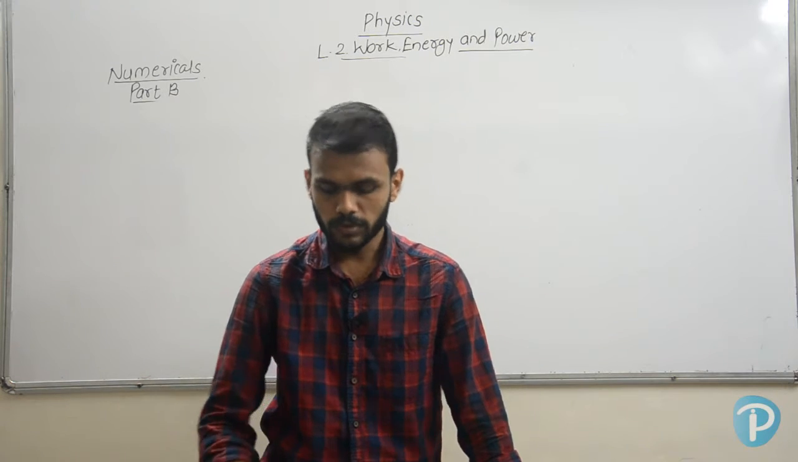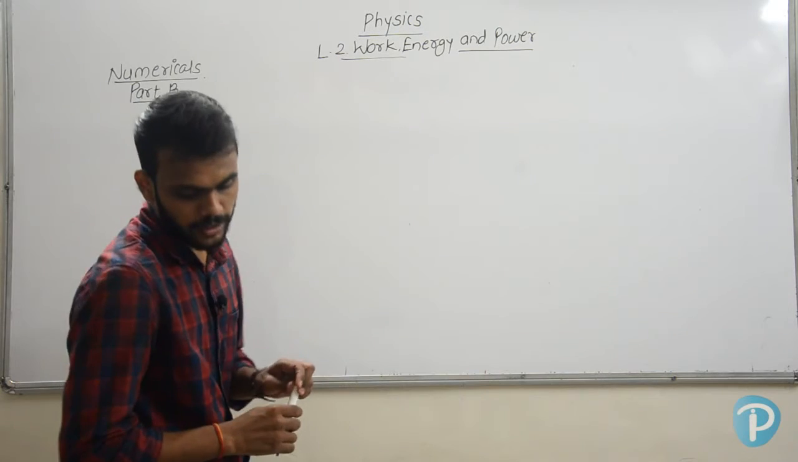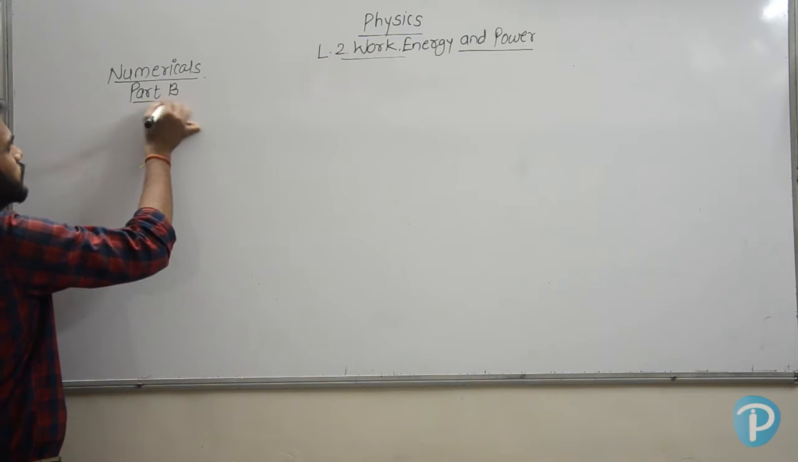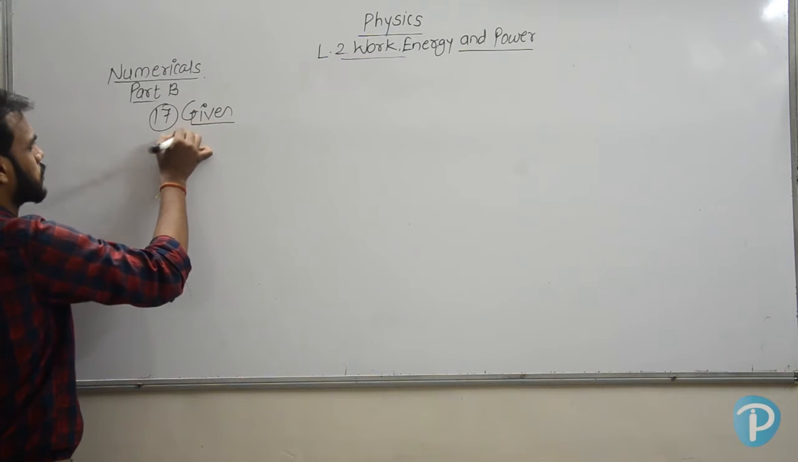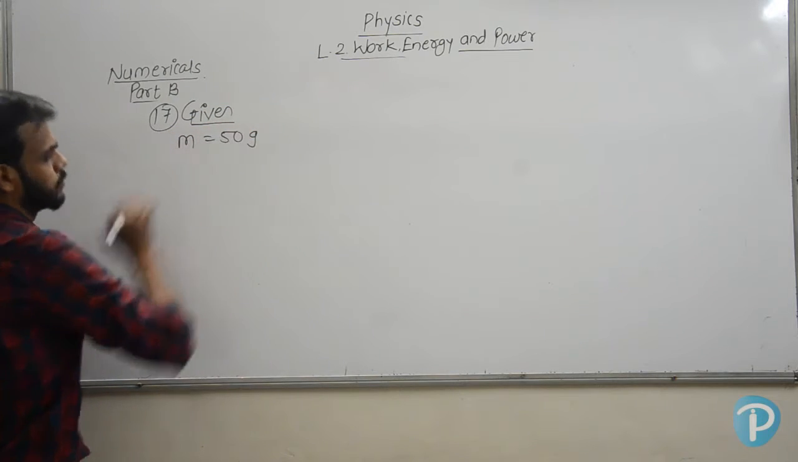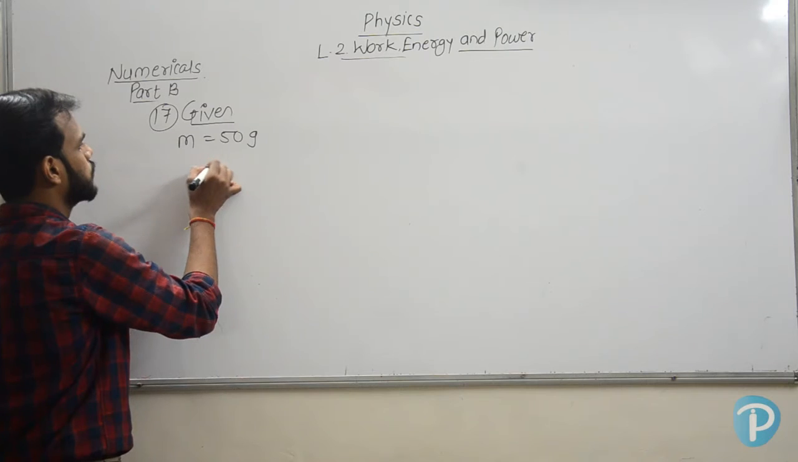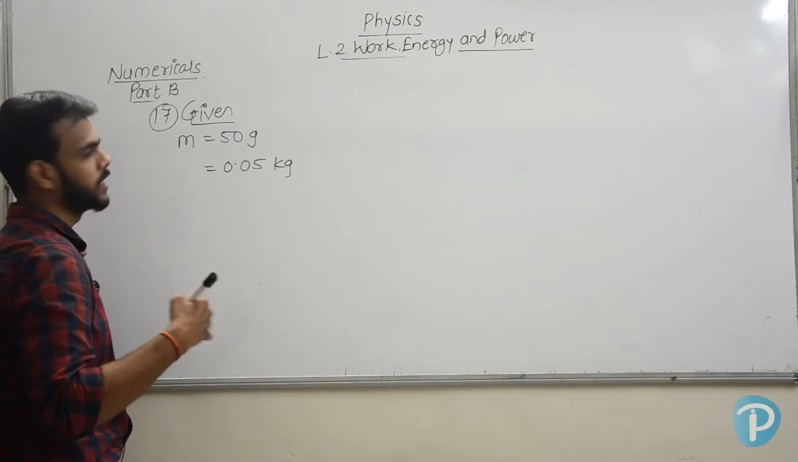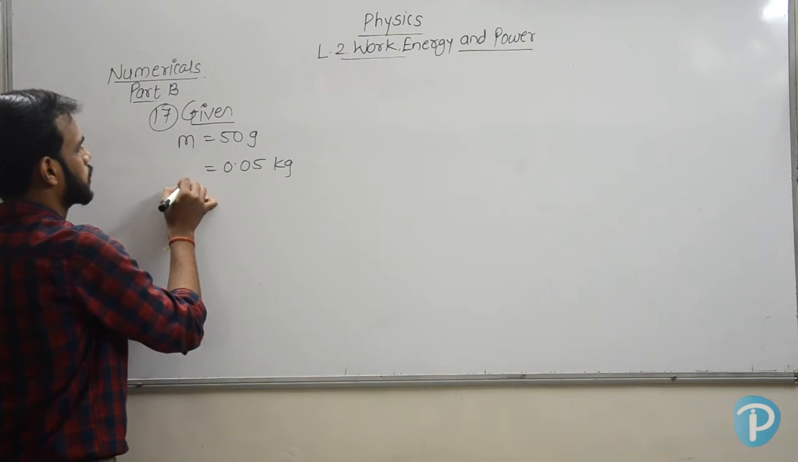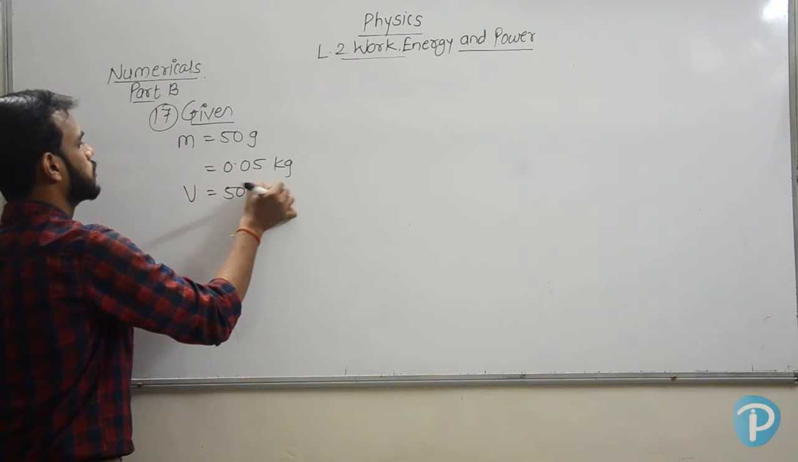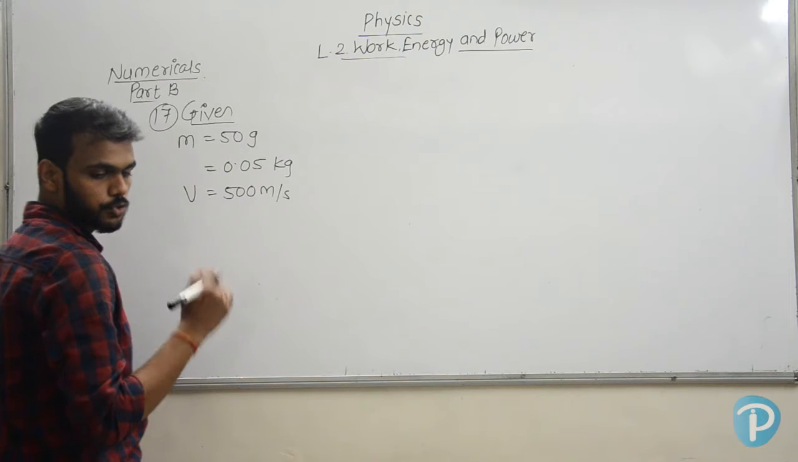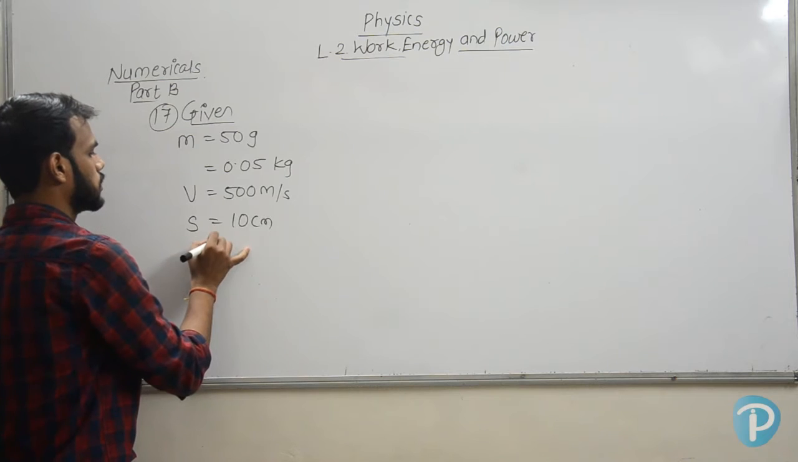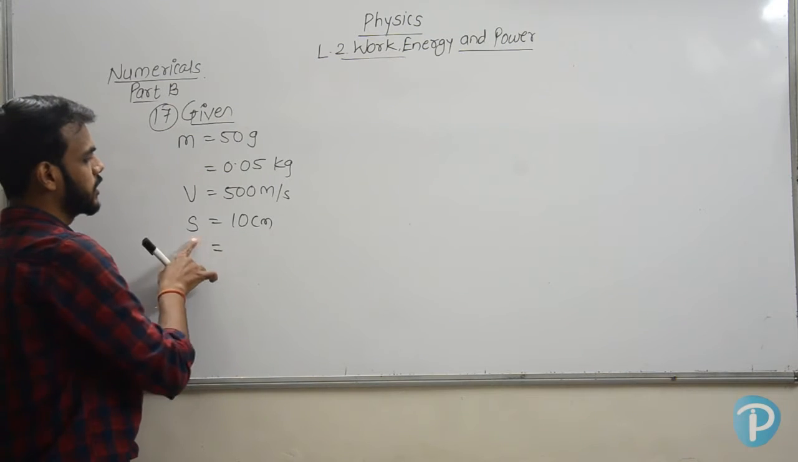target. Okay, so we'll write the given data first. Mass of the bullet is given and velocity is given. Question number 17, mass of the bullet is 50 gram, so we have to convert it into kg. We divide by 1000, so it will be 0.05 kg. Then velocity of the bullet is 500 meter per second, and it comes to rest after 10 centimeter. It penetrates 10 centimeter. Penetration means displacement, so S is 10 centimeter.